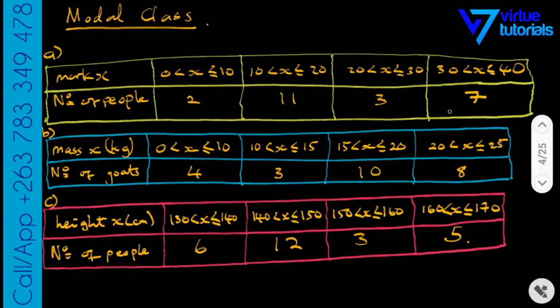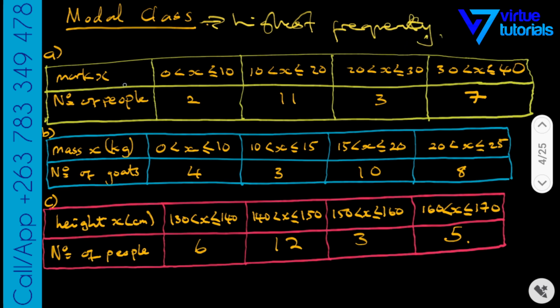So now let's talk about mode and mean in group data. In these cases, we'll be looking for the modal class. I've got three tables here, one for marks and numbers of people, one for masses and numbers of goats, and then one for heights and numbers of people. For each of these, we want to find the modal class. The modal class is the class with the highest frequency, in other words, with the most number of items in it.